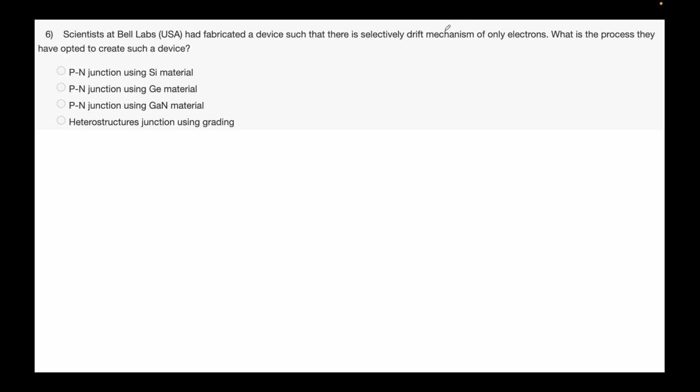That's the question. So let's say a p-n junction of silicon material. So in fact all three are p-n junctions, just the material has changed. So how does a p-n junction look like? We know it looks something like this. This is p side, this is n side. I'm drawing it in equilibrium. So this is your EC, EV. You have a depletion layer.